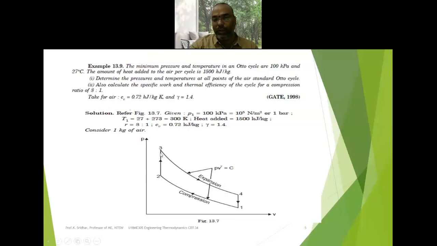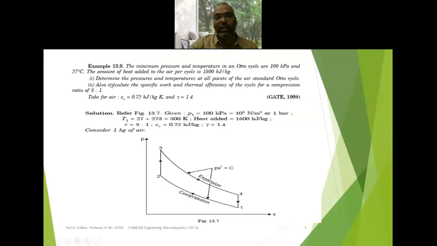So Q2 to 3 is given as 1500 kilojoules per kg, and the compression ratio is given as 8:1, that is V1 by V2 is 8:1. For air, these are the standard values: specific heat at constant volume is 0.72 kilojoules per kg Kelvin. Actually here Kelvin is missing, but it is air, and gamma is equivalent to 1.4.